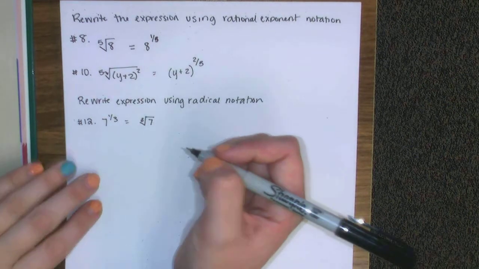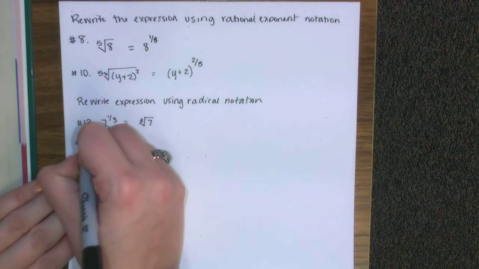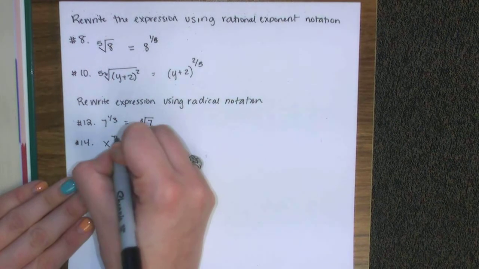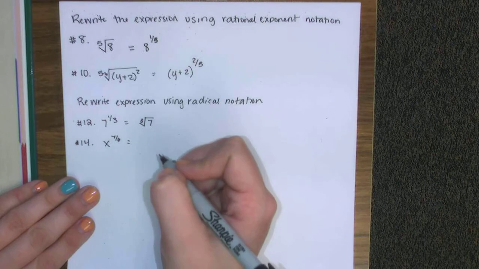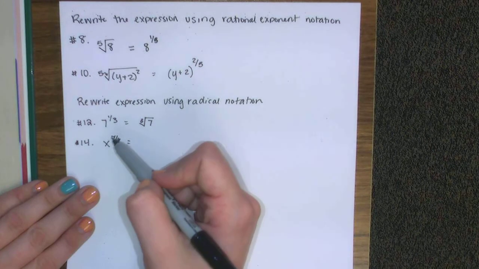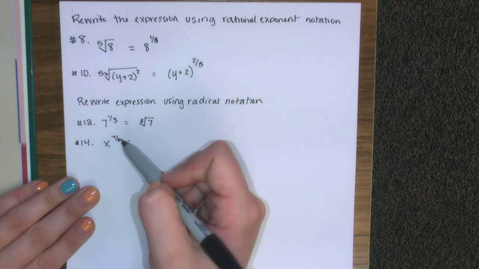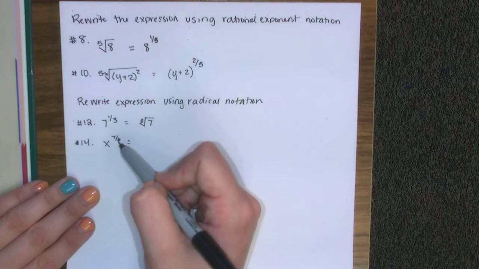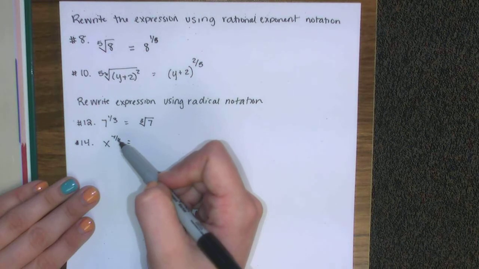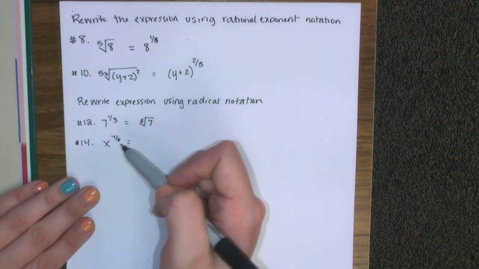Let's see, number 14, we have x raised to the 7/6. So in this case, we have x being raised to the 7th, and then we have it being the 6th root of that. So I'm going to show you two ways you can write it, and either way is fine.